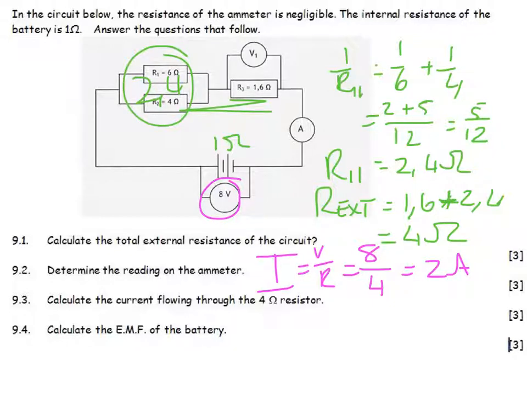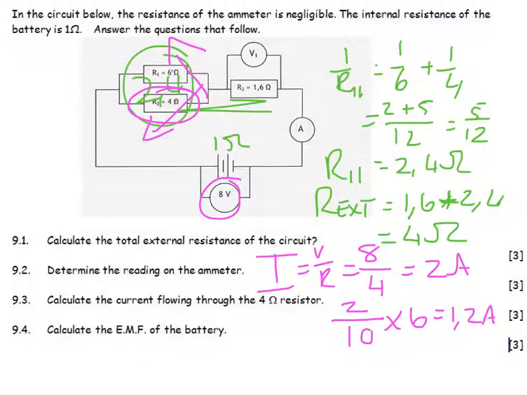Calculate the current flowing through the 4 ohm resistor. Now I'm interested in just a parallel branch. So I am going to say that I have got a total of 2 amps. They're going to split 10 ways. 4 of the 10 ways is going to go up. 6 of the 10 ways is going to go that way, because 6 plus 4 is 10, and therefore I have a ratio of 1,2 amps.